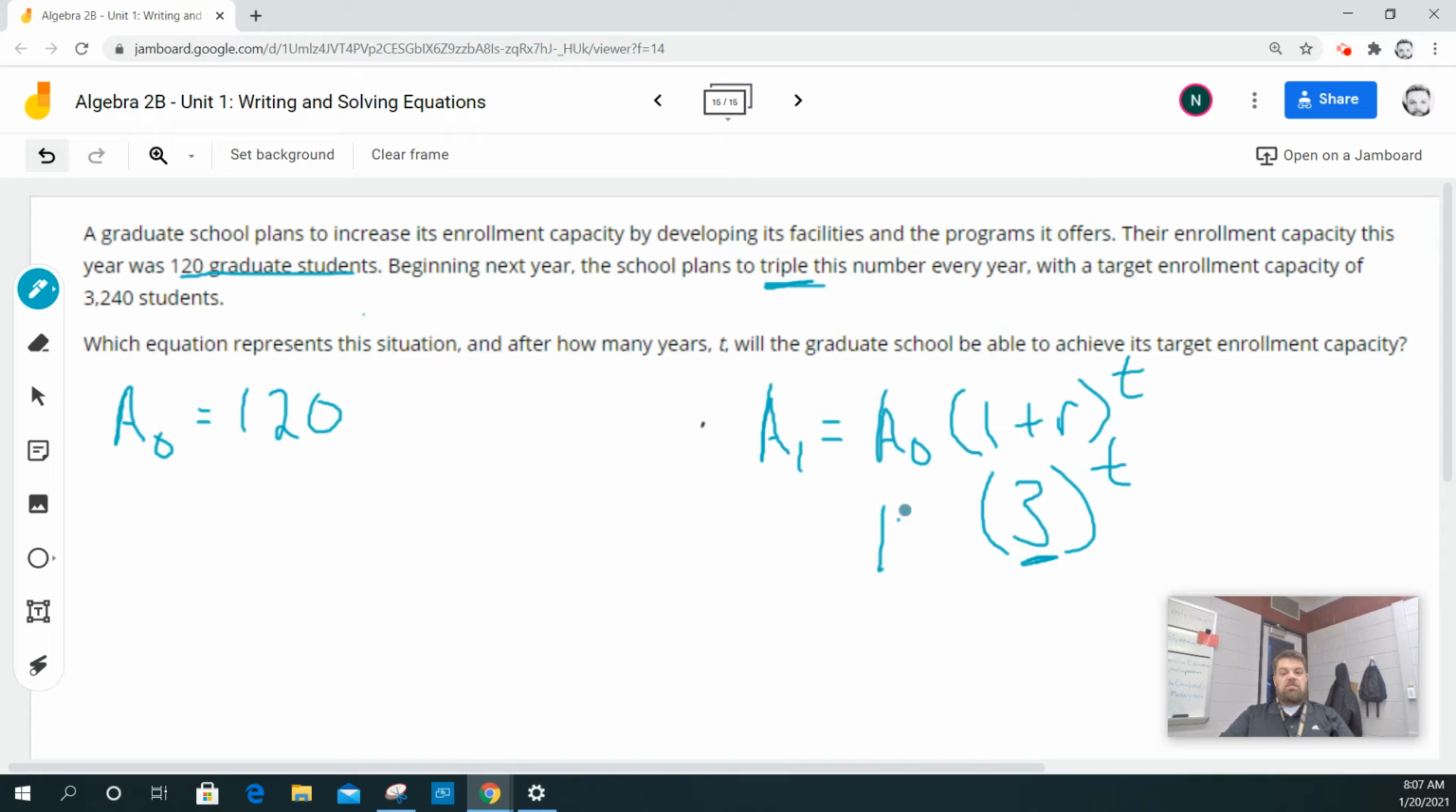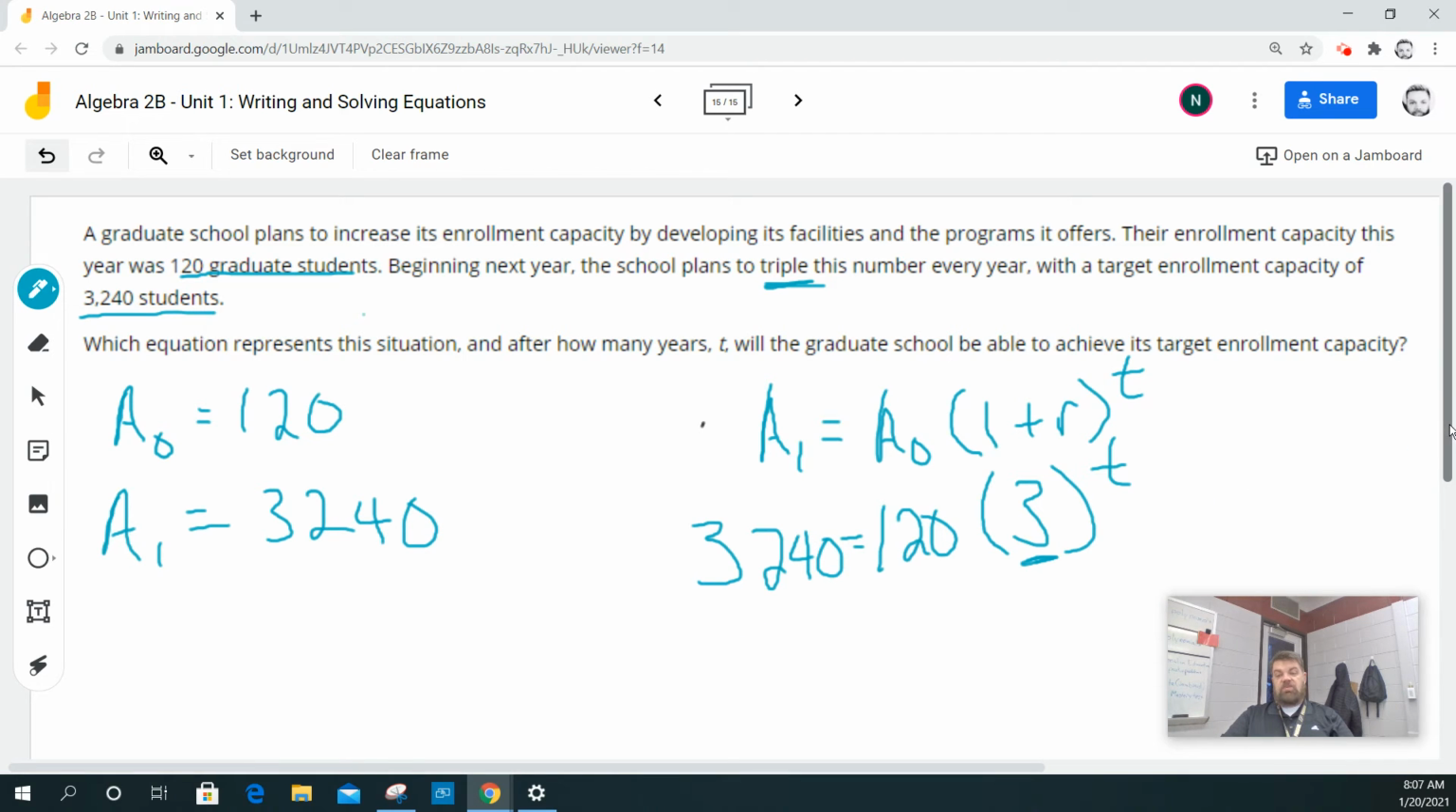And so this would probably be 120. And then let me read this last sentence. It says, with a target enrollment capacity of 3,240 students. So that's the final value. And so in our formula, that would just go here. And then it expects us to solve for that.